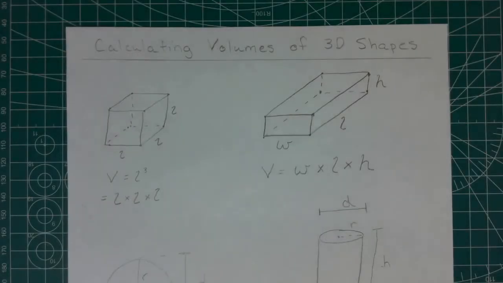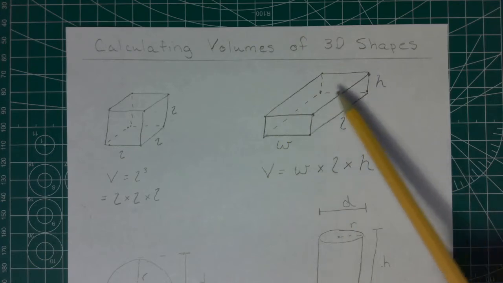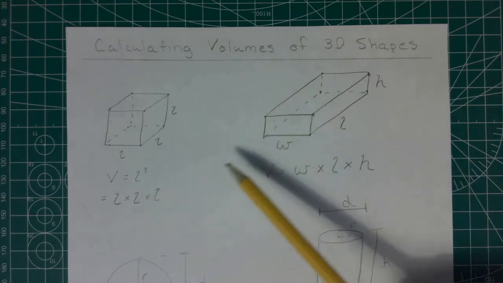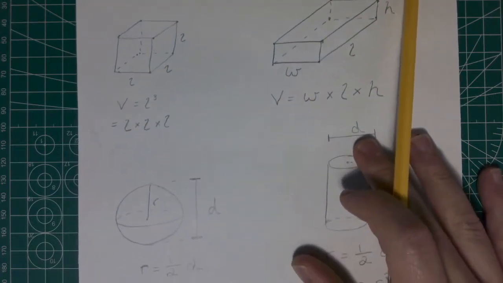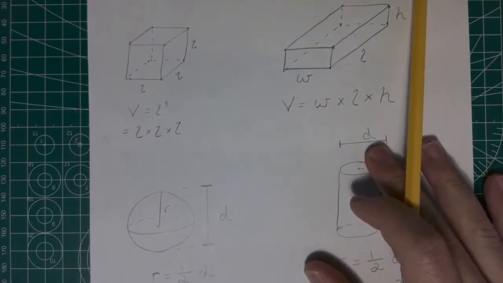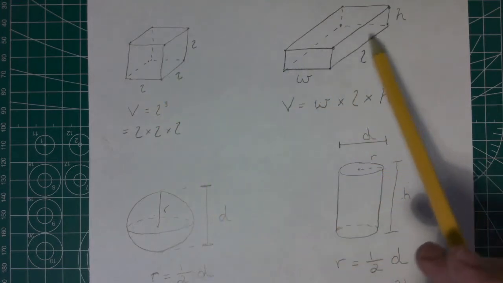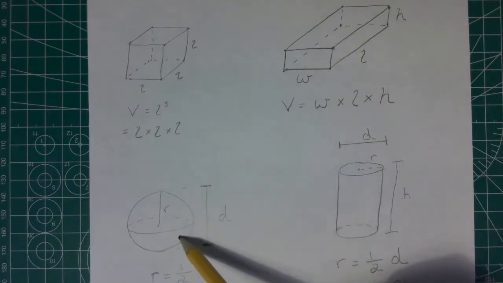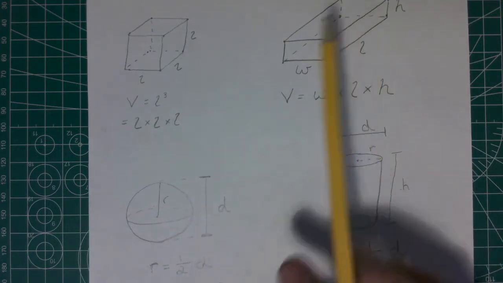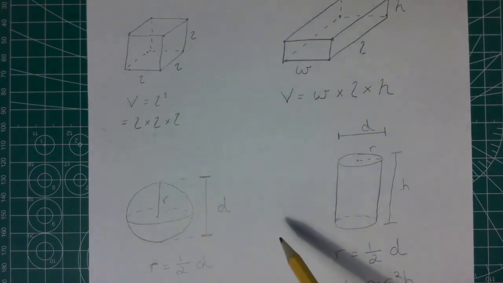In the next portion of the lab, called calculating volumes of 3D shapes, we're going to be given one of these 4 shapes to have measurements about here. So it could be a cube, it could be some kind of generic block shape, it could be a sphere, or it could be a cylinder.